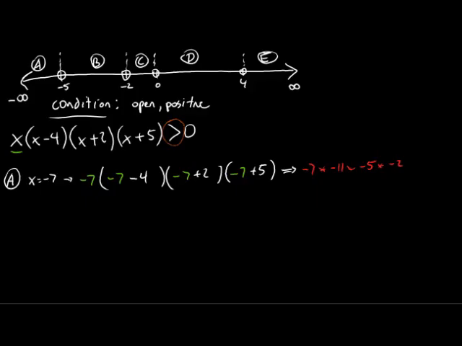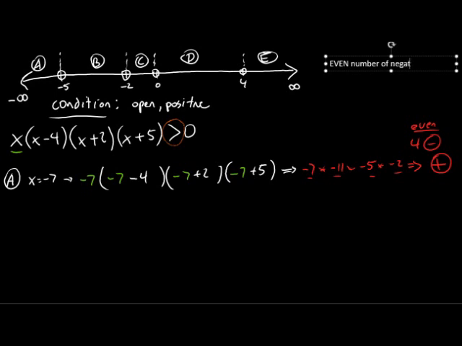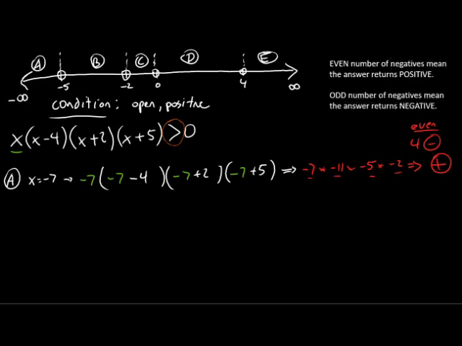So you can see that all of our terms are negative, and we have 1, 2, 3, 4 negatives. We have an even number of negatives. Anytime you have an even number of negatives, the answer will return positive. Anytime you have an odd number of negatives, the answer will return negative. Therefore, the answer has returned positive for region A, and that is a match for our condition because we want a positive answer. This means region A will be part of our solution.